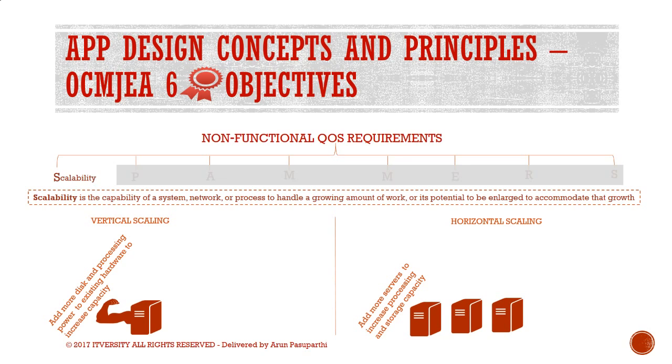Whereas horizontal scaling is not about adding more to the same server, but adding more servers. When you add more servers, you're increasing the processing and storage capacity automatically. Because if you have one machine with 4 gig RAM and a terabyte of hard disk, and you add another machine, you have another 4 gig RAM and a terabyte of hard disk, with both of them having their own computation and processing power. So this is another type of scaling.